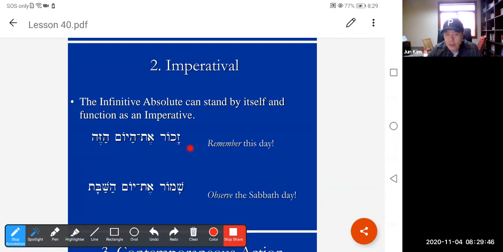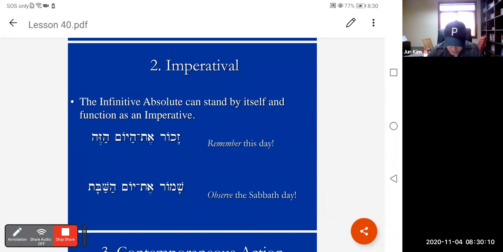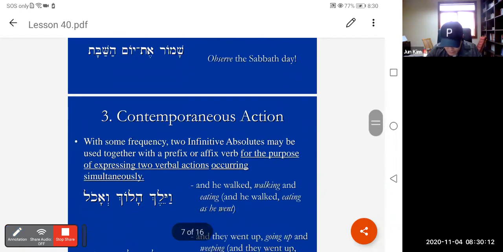Zakar means what? To remember. So remember what? Hayom hazeh, this day. Also, shamar, kametz and holem. It's very obvious. It looks like infinitive absolute. And observe what? Yom HaShabbat, Sabbath day. This is the second usage of infinitive absolute.